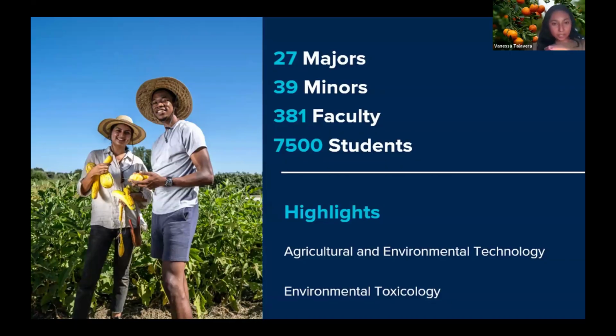So this has changed a little bit. We have 27 different majors and 40 different minors. Viticulture and enology was our newest minor that we got added to our list. So yay, they are a growing program.